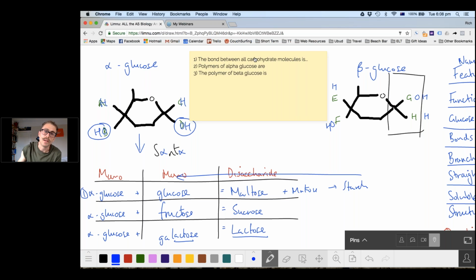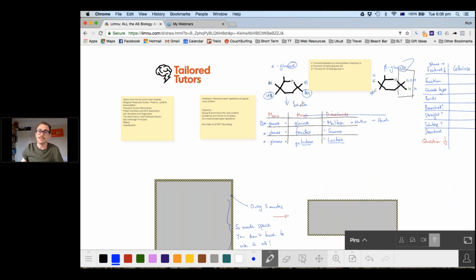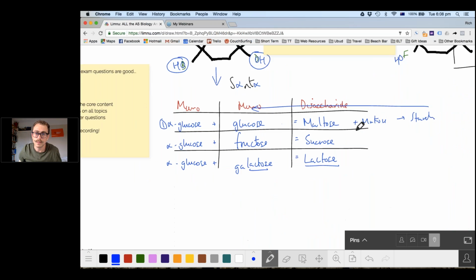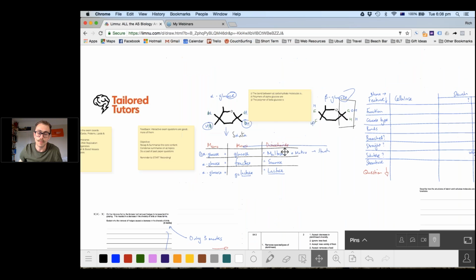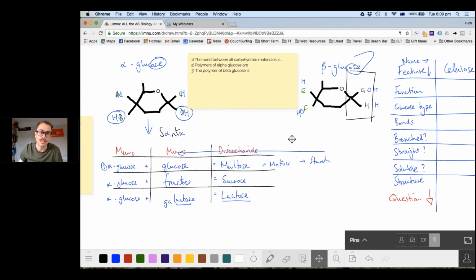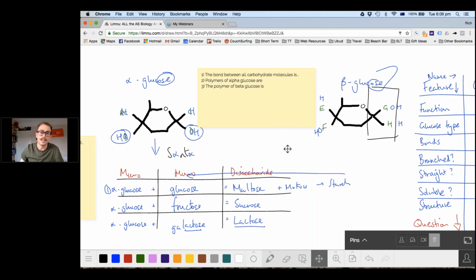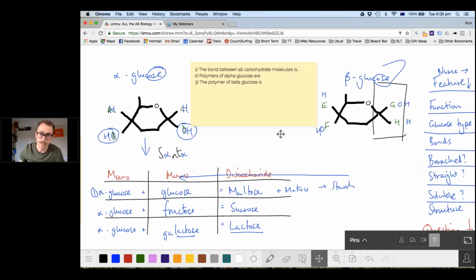Okay, so I put up here the bond between all carbohydrate molecules. This one should be fresh, front and center. Carbohydrate and carbohydrate. It could be carbohydrates you've never heard of before, like random sugar, random sugar. How do we know they're a sugar? They've got an ose on the end. Okay, so the bond between all carbohydrates, whether you've heard of them or not, is glycosidic bonds. You bet it is.